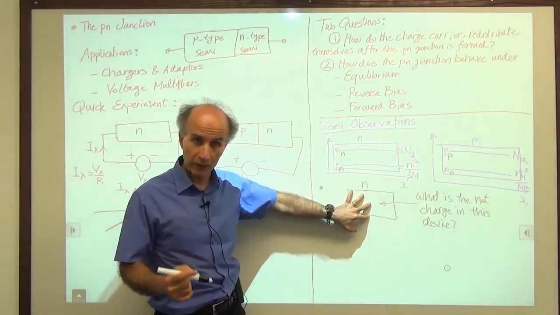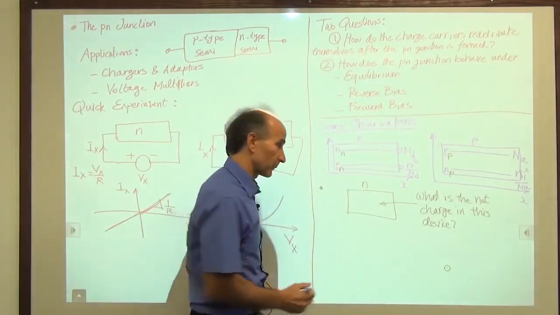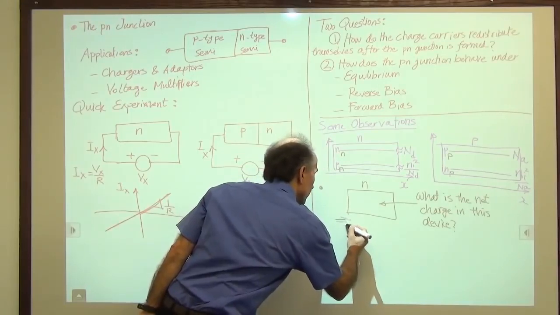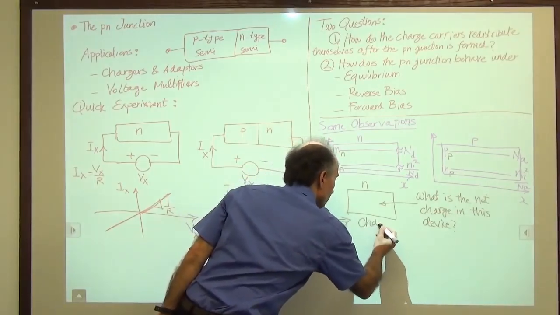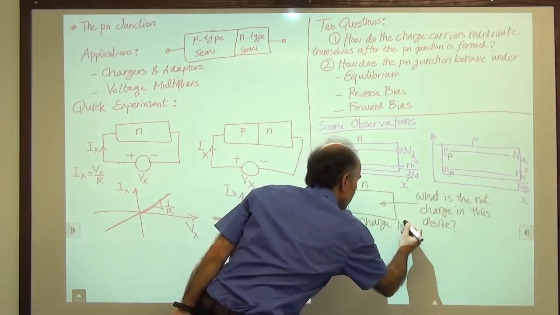So the total charge in this piece of silicon is 0, regardless of the doping level that we have, whether it's doped or not doped, or p-type or n-type. So we say we have charge neutrality.